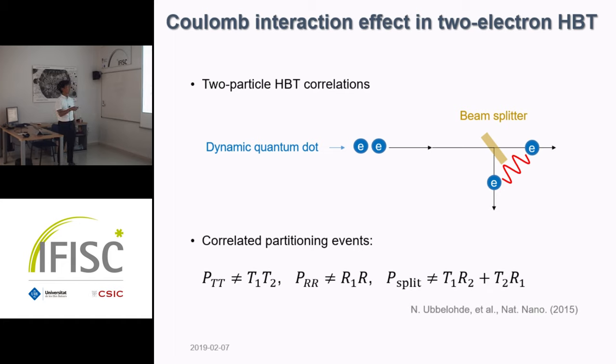As I showed you for the example, the two-electron Hanbury-Brown Twiss effect can show non-trivial results due to the Pauli interactions. So the setup is like this. We inject the two electrons into the waveguide and split them by a beam splitter. If you measure the current and the current correlation, you can extract the probability distributions for this partition event. And the experiment has shown that the measured probability distribution cannot be explained by the joint probability.